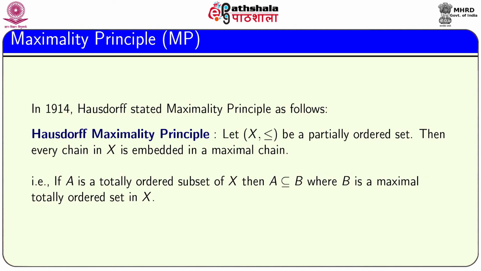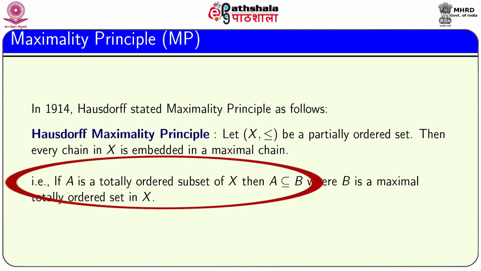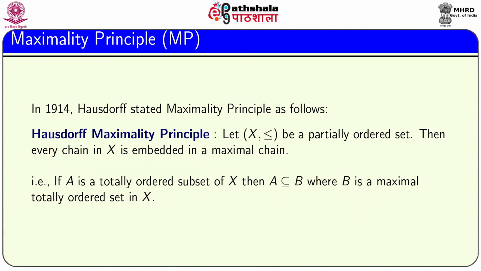Now, let us talk about the Maximality Principle, which was given by Hausdorff in 1914. It says that if we start with a partially ordered set X, then every chain in X is embedded in a maximal chain. That is, if A is a totally ordered subset of X, then A is contained in B, where B is a maximal totally ordered set in capital X.